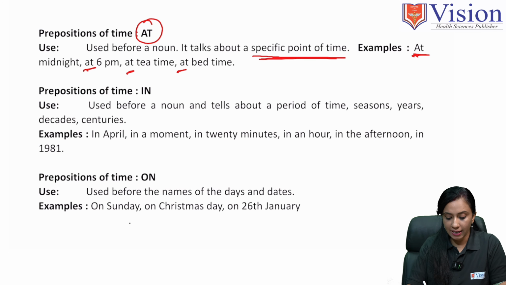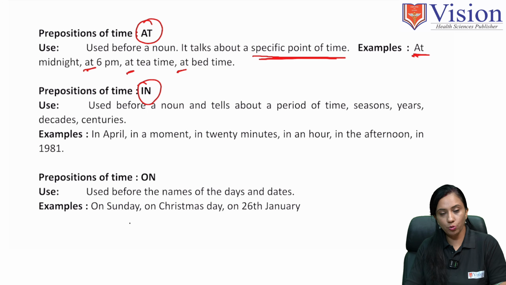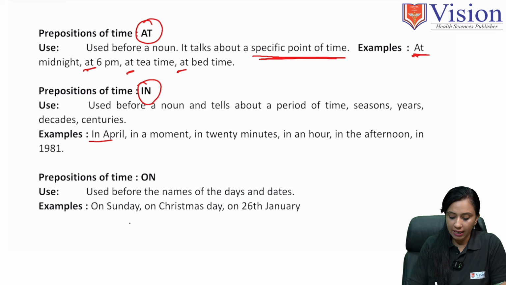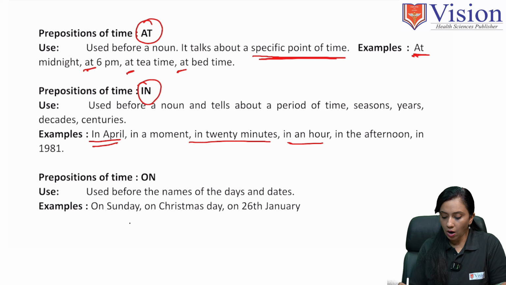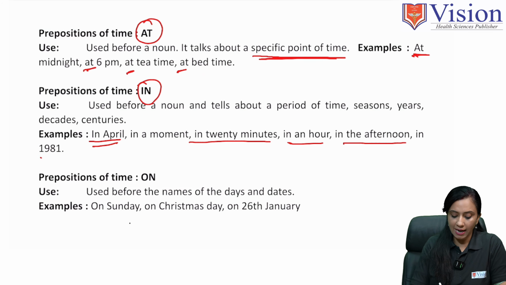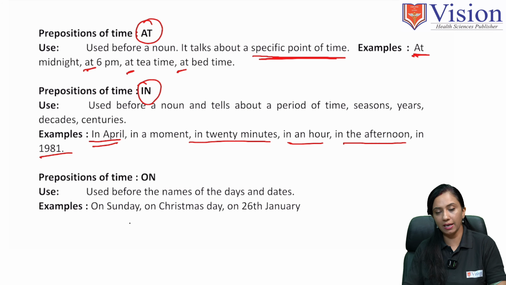Another one is in. So how to use in? This is used before a noun and it tells about a period of time. So this is a lengthy one, a period of time, seasons, years, decades, or centuries. The examples: in April, in 20 minutes, in an hour, in the afternoon, in 1981. So this is a big thing which we're talking about. That's why we have used in here.